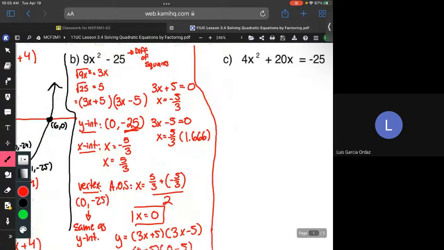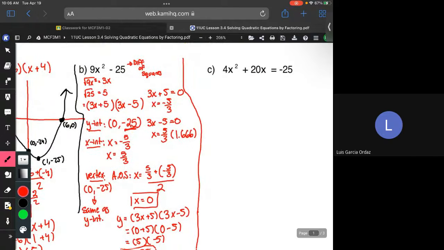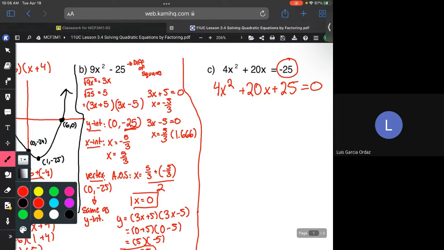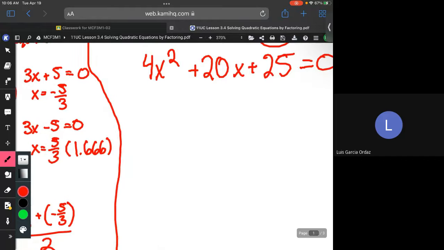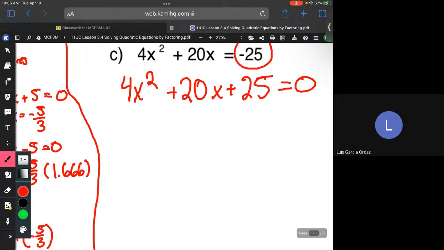Okay, and the last one we have is 4x squared plus 20x is equal to negative 25. So what do I have to do with this negative 25 over here? Move it over, so it becomes what? Positive. Okay, so now we have a trinomial. So am I able to factor out a number first?